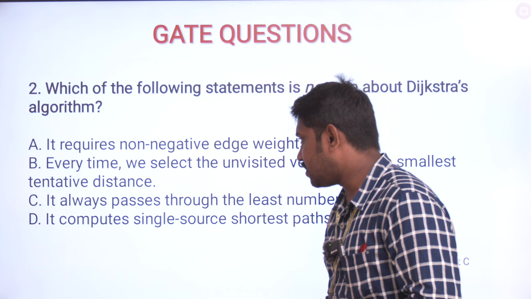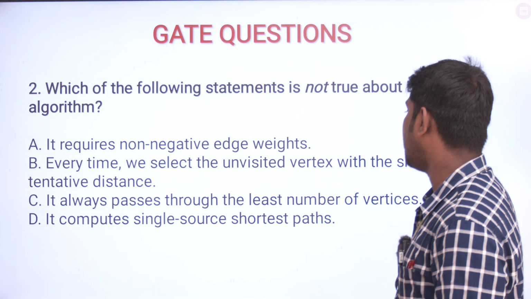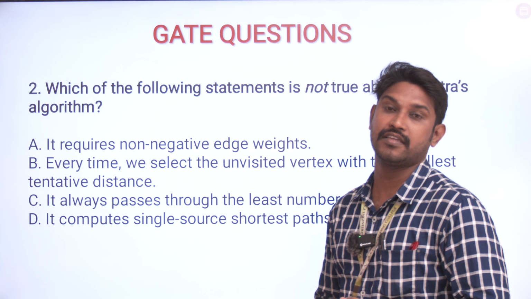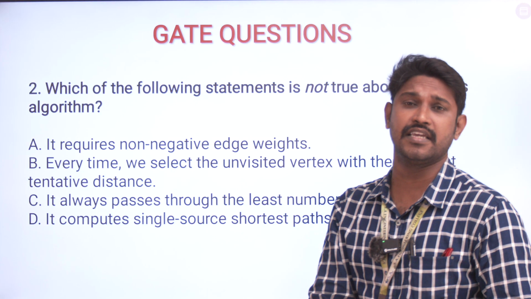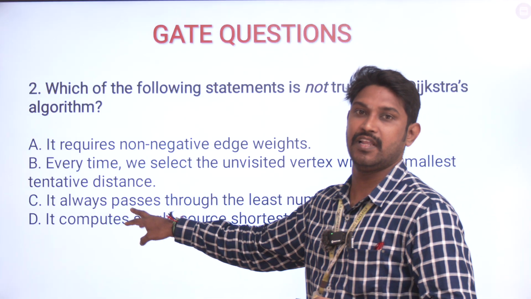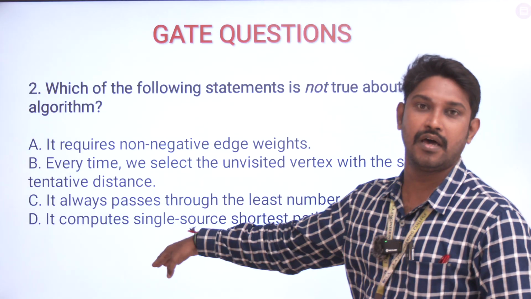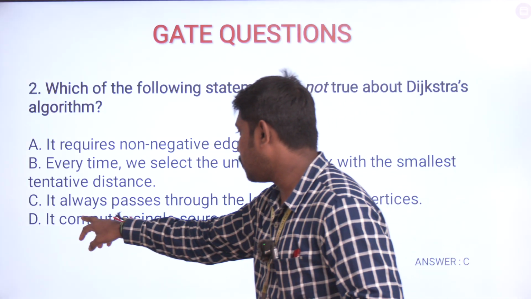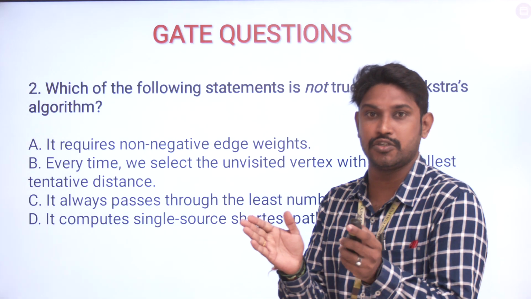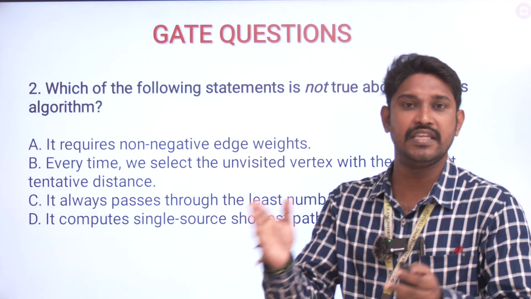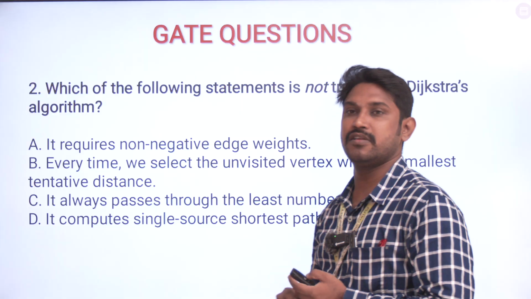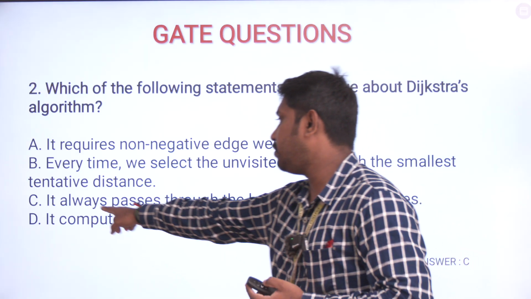We go with the third option: it also passes through the least number of vertices. We are going to find the shortest distance, not the least number of vertices. So I think option C is not correct. But we will check option D also. It computes the single source shortest path: from a single source, it finds the shortest path to the other nodes. So option D is also correct. So the wrong option is C.